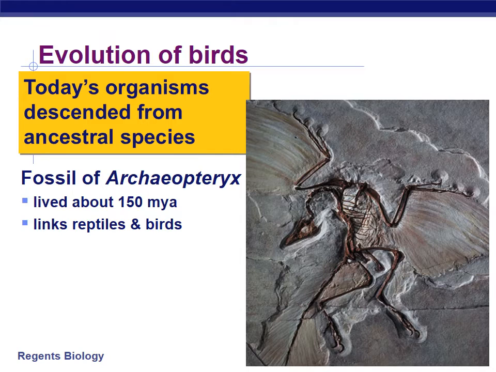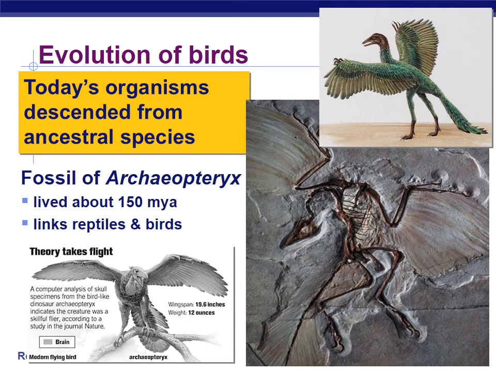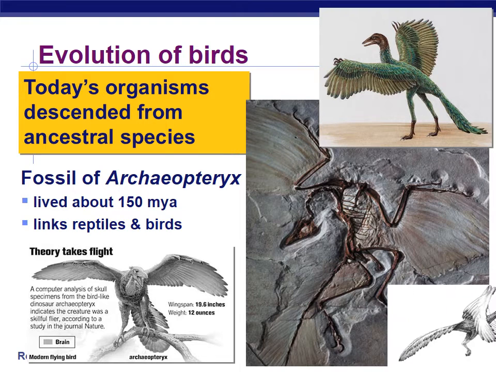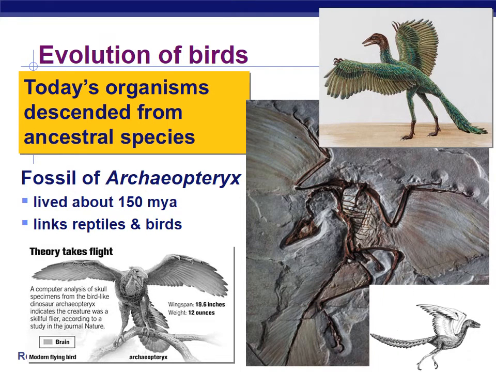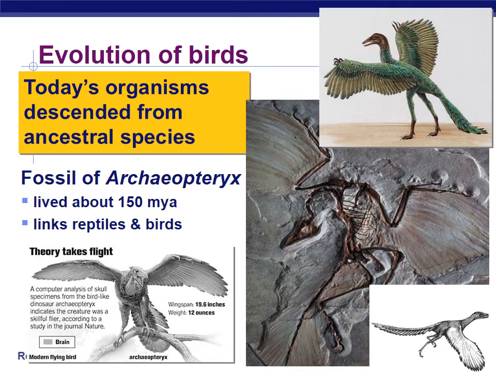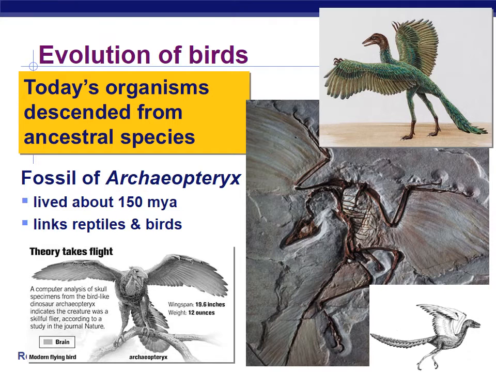We found Archaeopteryx. They lived about 150 million years ago, and it actually links reptiles and birds together. You can see that it kind of looks like a half bird, half reptile thing. And in Jurassic Park they mentioned how the raptor is very similar to today's birds. So you can see it was basically a flying dinosaur that eventually became the modern day bird. So this is an example of a transition fossil showing how today's organisms descended from ancestral species.